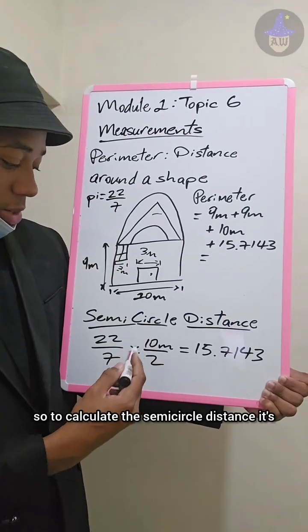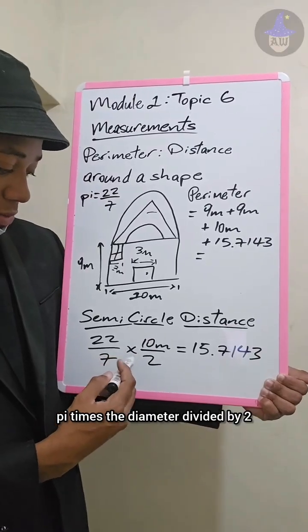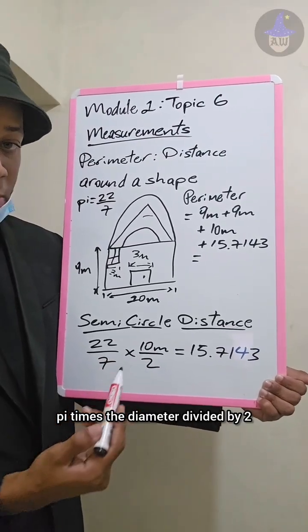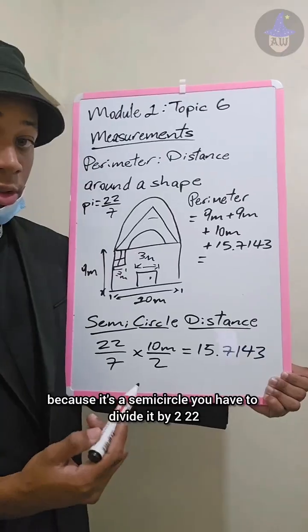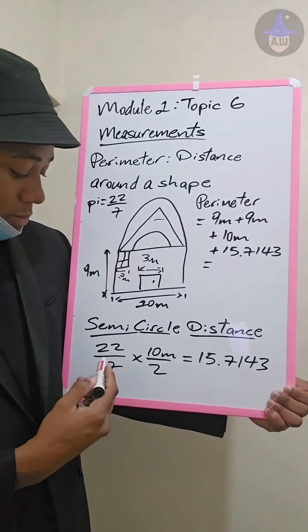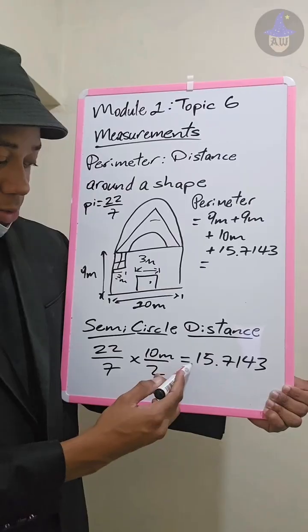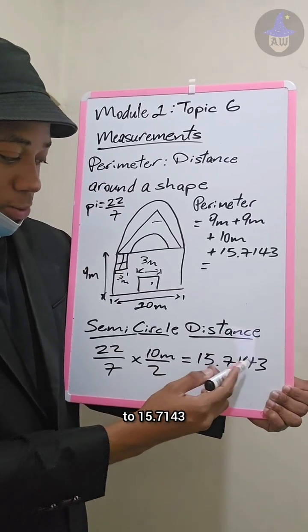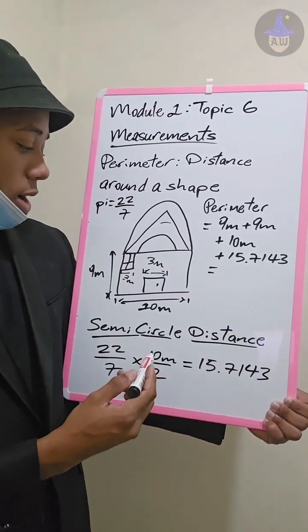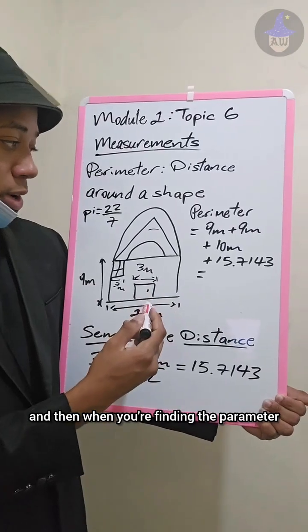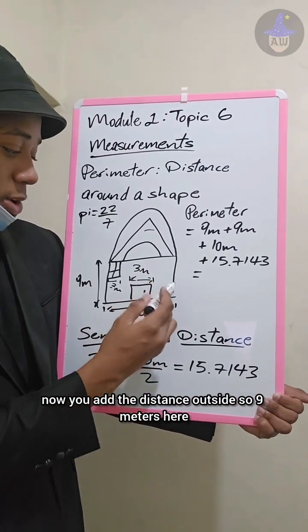So to calculate the semicircle distance, it's pi times the diameter divided by 2, because it's a semicircle, you have to divide it by 2. So 22/7 times 10/2 is equal to 15.7143.